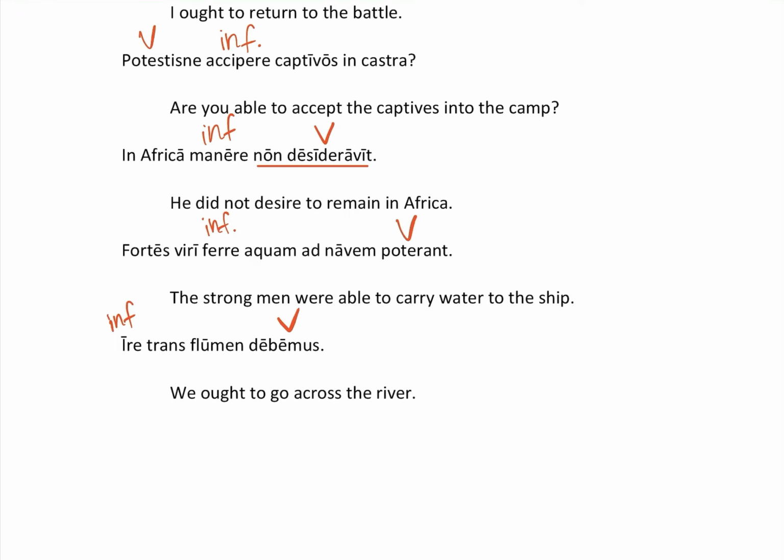So just be looking for those. When you see an infinitive, very frequently it's complementary, which means it complements the other verb that's already conjugated in the sentence, and they pair together. They're complementary.